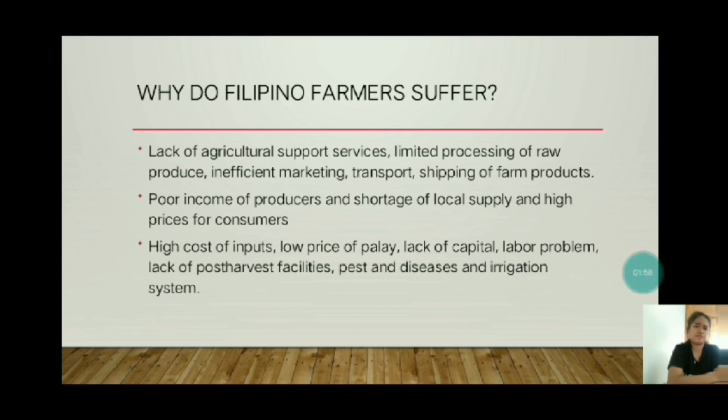So why do Filipino farmers suffer? Lack of agricultural support services, limited processing of raw produce, inefficient marketing, transport, and shipping of farm products. One of those is the cost, because there is no easy way of delivering the products.